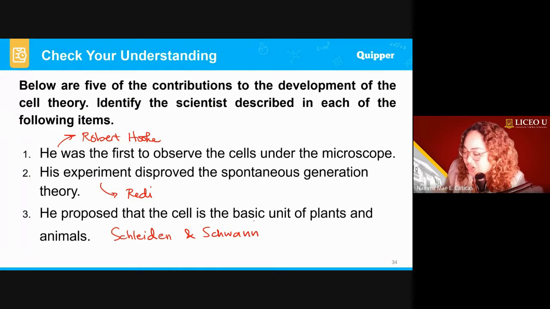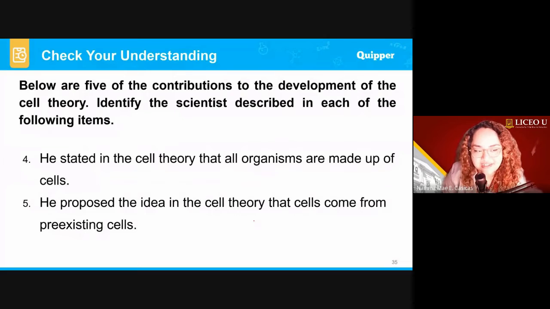They have the same concept, and they concluded together that all living things are composed of cells. Number four, he stated in the cell theory that all organisms are made up of cells. This is actually the same as before. So this is still Schwann and Schleiden. You don't have to answer, because you answered this already.